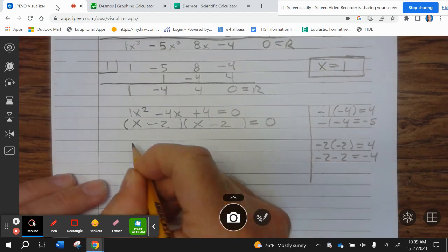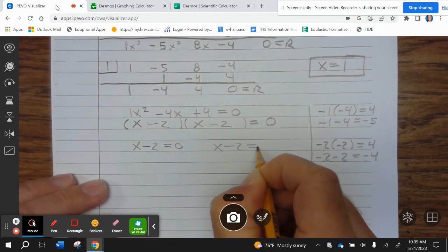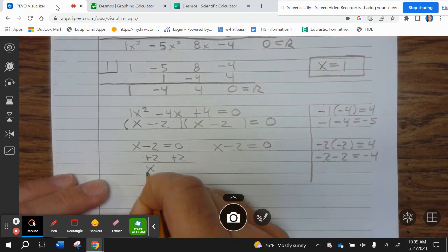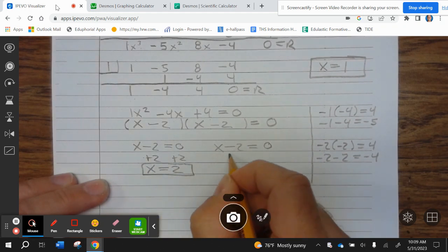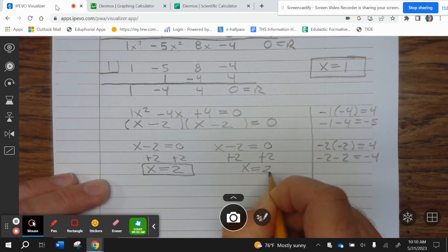So we set x minus 2 equal to 0. We add 2 to both sides. X equals 2.